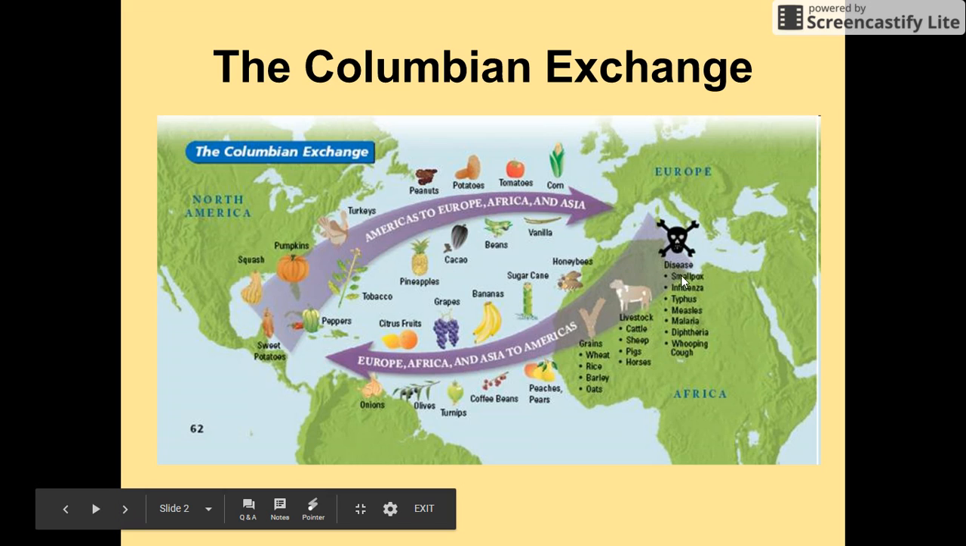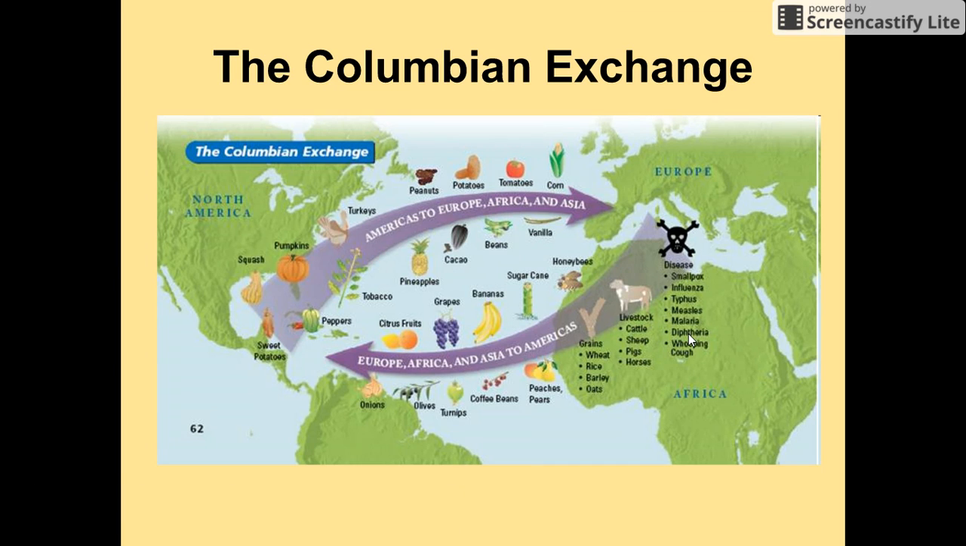Both sides were growing some of these things from seeds, and this begins to affect the overall culture of the people. Now, you'll notice over here that one of the things that Europe took with them to North America were diseases such as smallpox, influenza, typhus, measles, malaria, diphtheria, and the whooping cough.